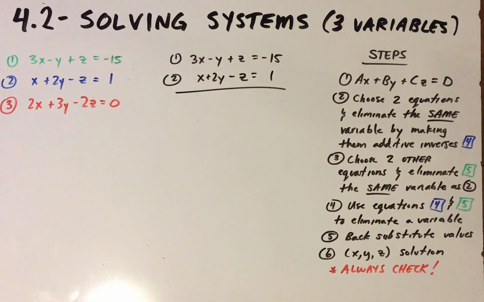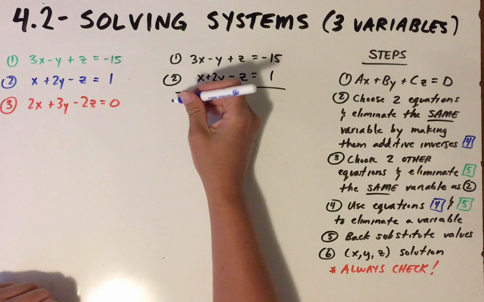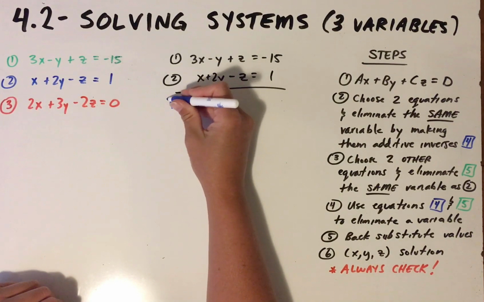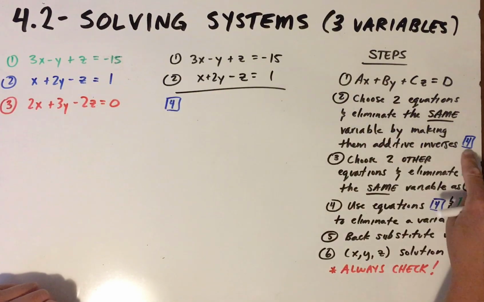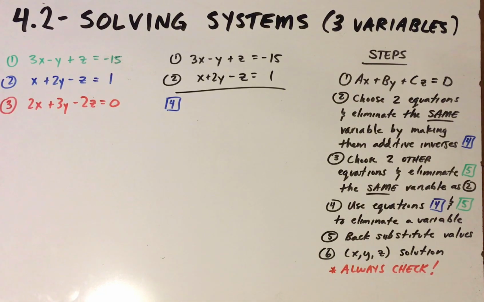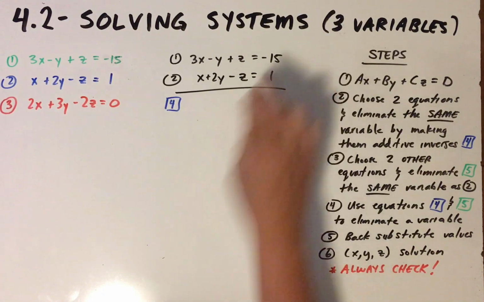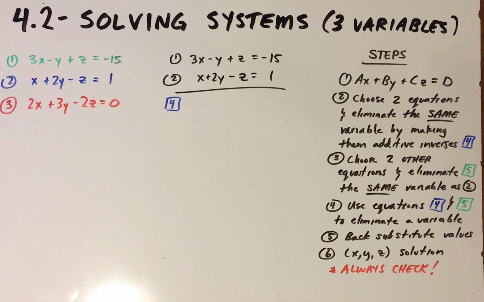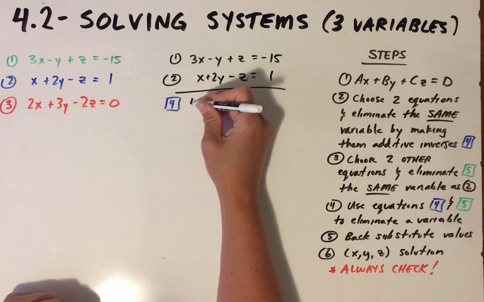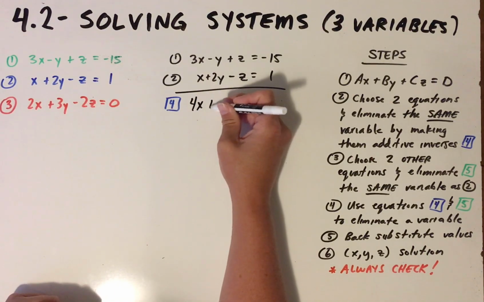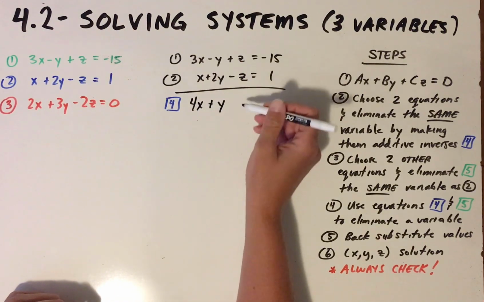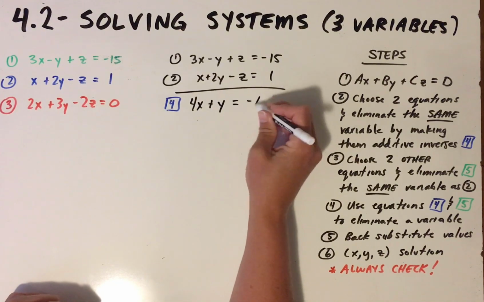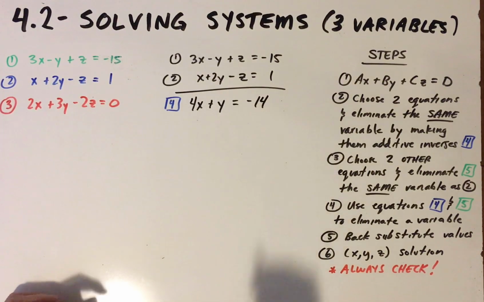Okay, so I'm going to add equation 1 and equation 2 together, and I'm going to call the new equation that I get here equation 4. So this is the equation 4 that I'm going to refer to. So again, I chose two equations, which were equation 1 and 2, and I'm eliminating z by making them additive inverses. Well, they already are, so now I'm going to add these equations together. I'm going to get 4x plus y, the z's sum to 0, and I'm going to get equals negative 14. This is my new equation 4.